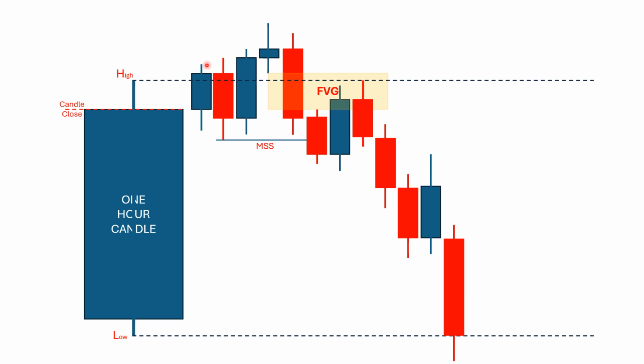This one is very straightforward. It doesn't even need a lot of explanation. You just need a market structure shift and a displacement. Just wait for price to rebalance that displacement, that imbalance that is left, and then your final take profit is going to be that low, that hourly low there.